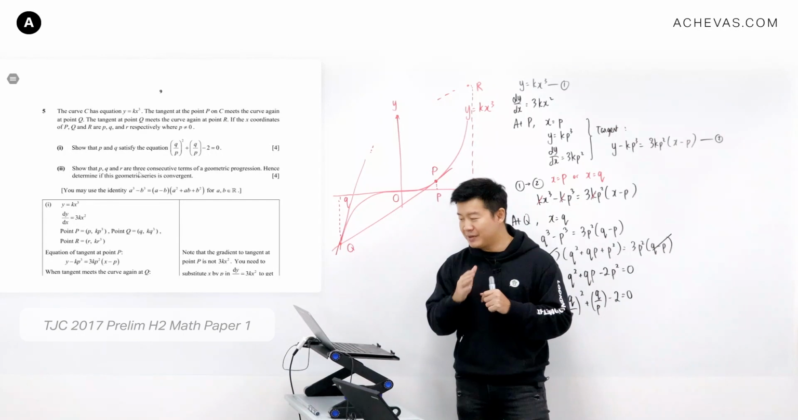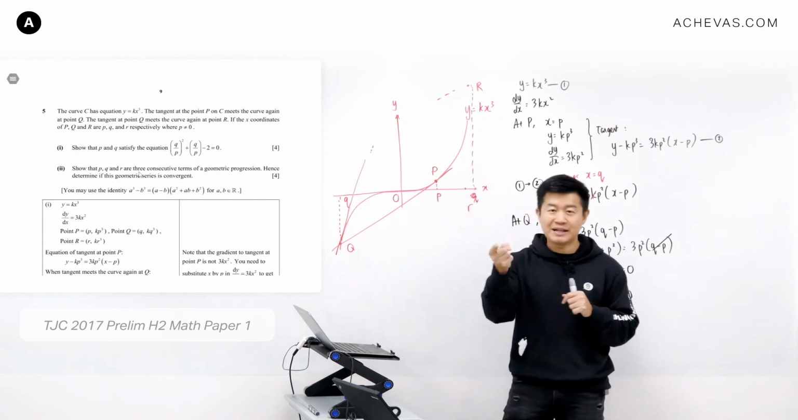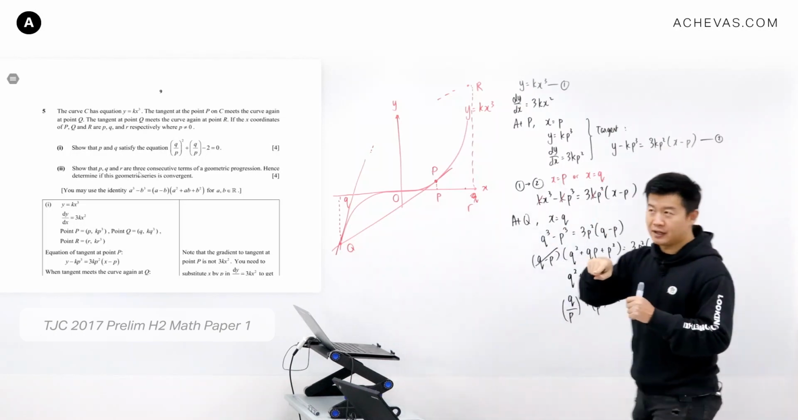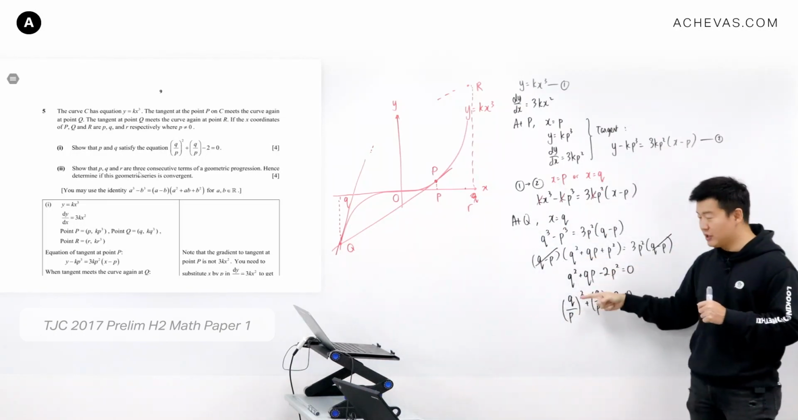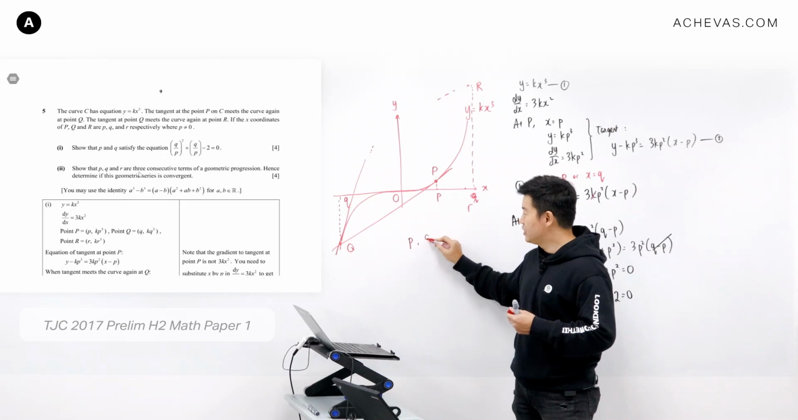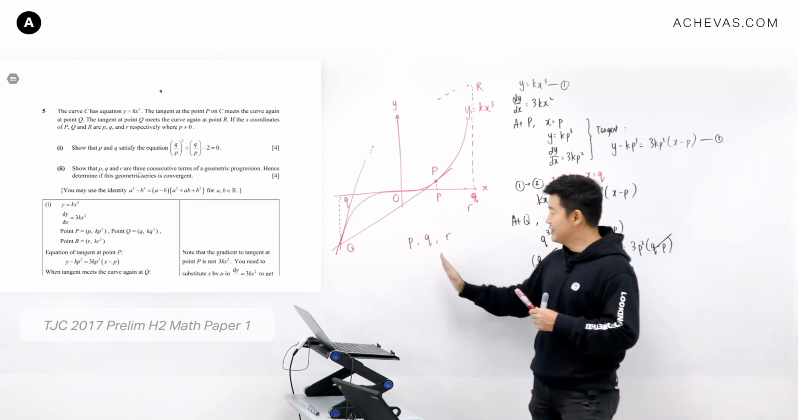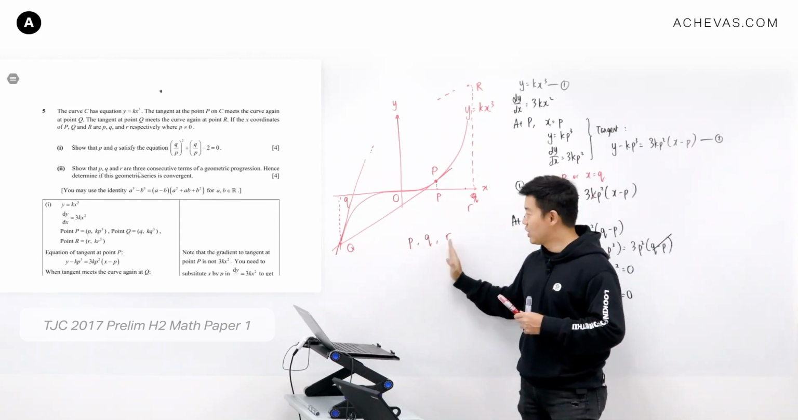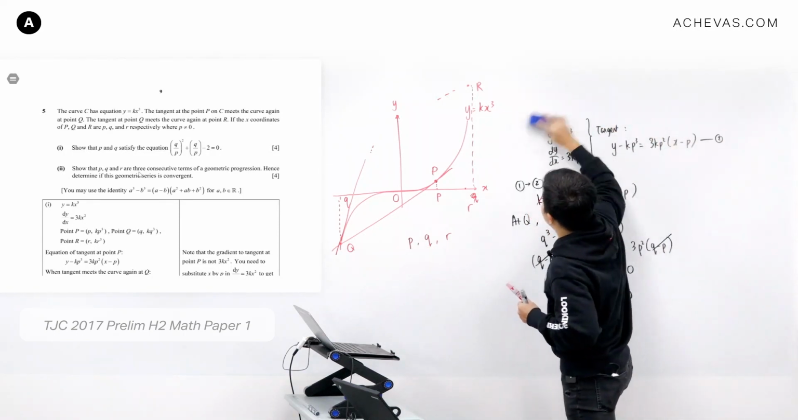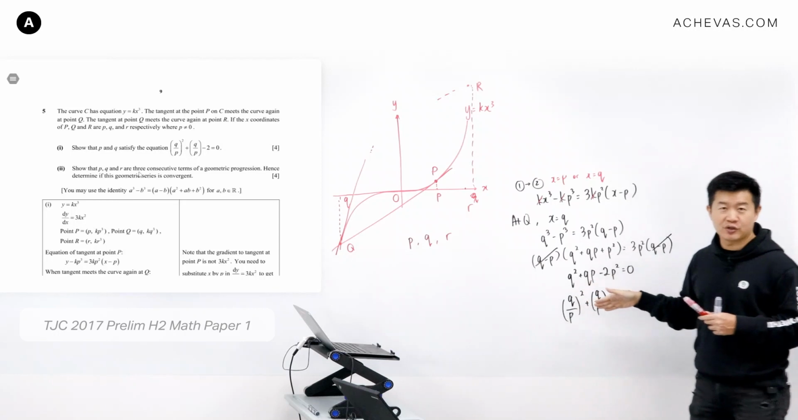In order for me to show that P, Q, R are three consecutive terms of the geometric progression, that means that when one is divided by another, it should be equal to another one divided by the other one, correct? I'm already seeing a form of it here, Q divided by P. If the three consecutive terms P, Q, R were to be a GP, that means Q divided by P must be equal to R divided by Q. So let's try to solve for not P, not Q, but P over Q.